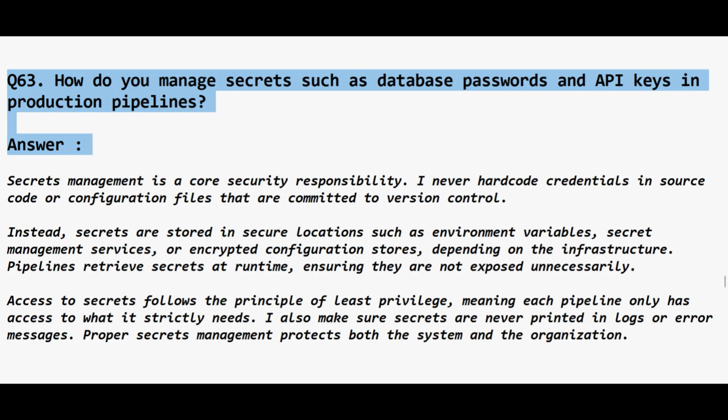Access to secrets follows the principle of least privilege, meaning each pipeline only has access to what it strictly needs. I also make sure secrets are never printed in logs or error messages. Proper secrets management protects both the system and the organization.